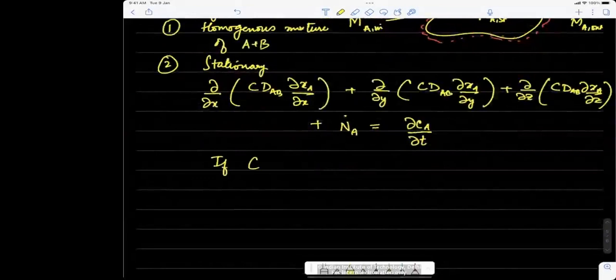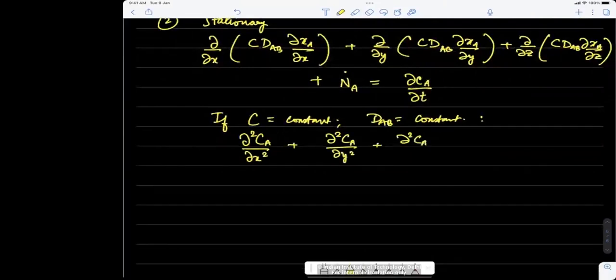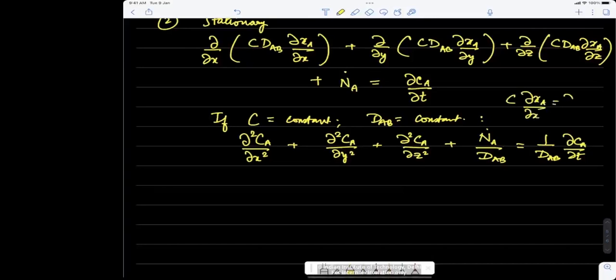First of all, if C was constant, the total concentration was constant in this binary mixture, and also D_AB was constant, then we get a much cleaner form of this differential equation. Then we can write this as d2C_A/dx squared plus d2C_A/dy squared plus d2C_A/dz squared plus N dot A by D_AB would be 1 by D_AB dC_A/dt, where I've used the idea that C is constant, so I could take C inside the gradient. So basically what I've used is C into dx_A/dx would be d/dx of C x_A, which is C_A.